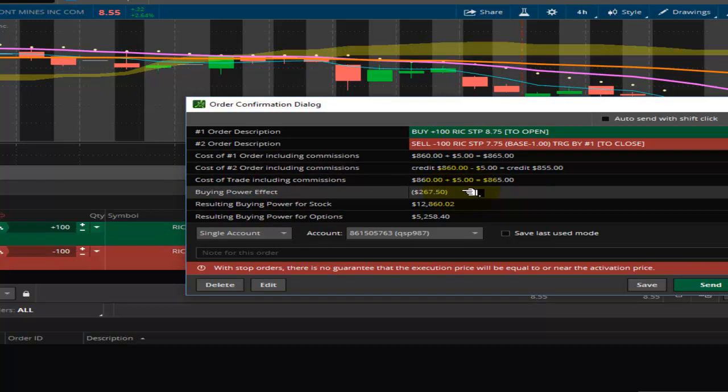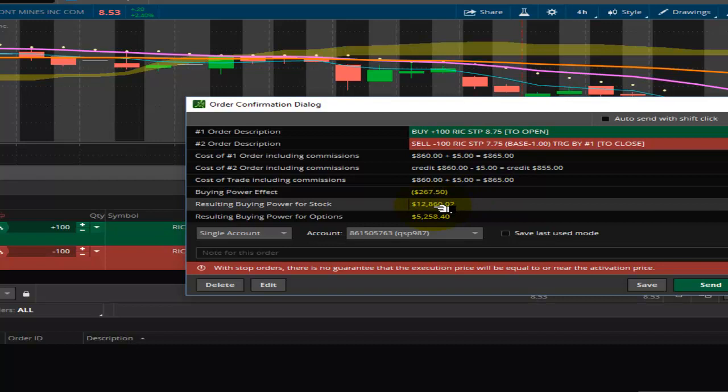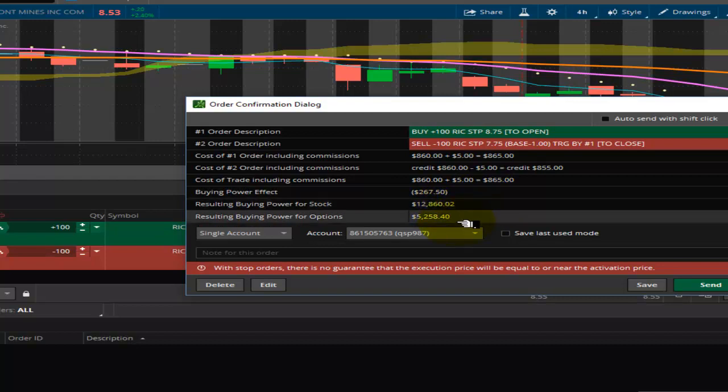Buying power effect. Buying power effect is very important. It's extremely important because this tells you how much everything's going to cost. So in this particular transaction, it's going to cost me $267 that they're going to take away and set aside from the account and put under the margin part of the account. And then here's the resultant buying power for stock and for options. So it's just letting you know what's what.